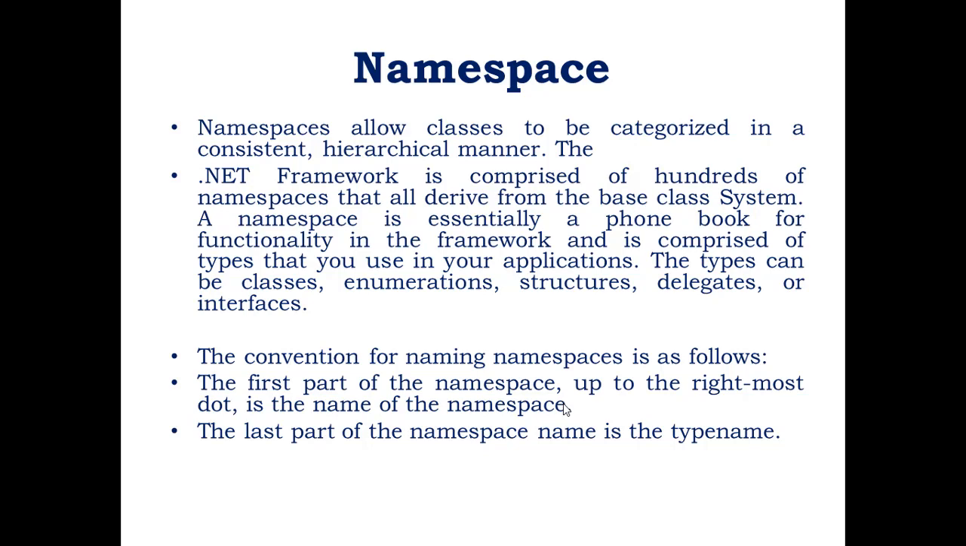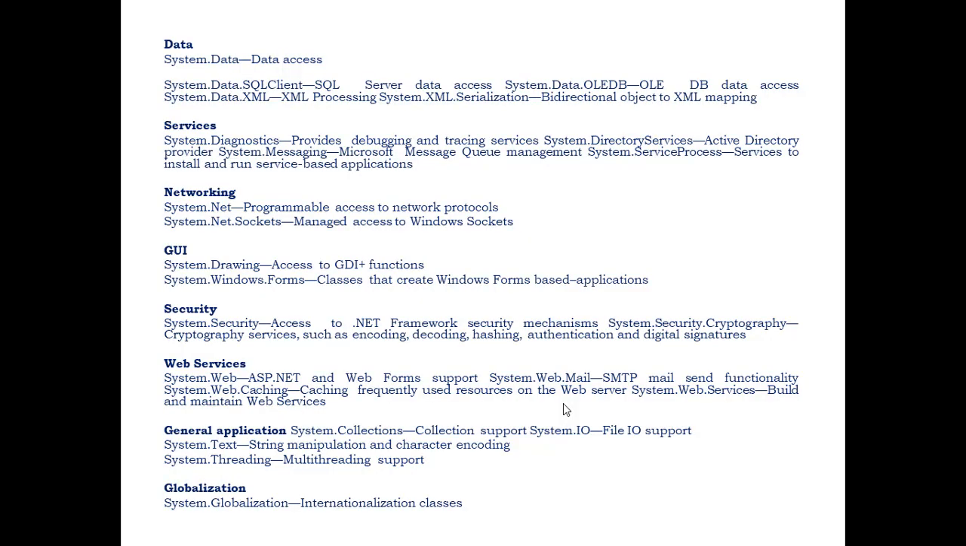The convention for naming a namespace is as follows. The first part is the namespace up to the rightmost dot in the name. The last part of the name is the type name. These are namespace examples.